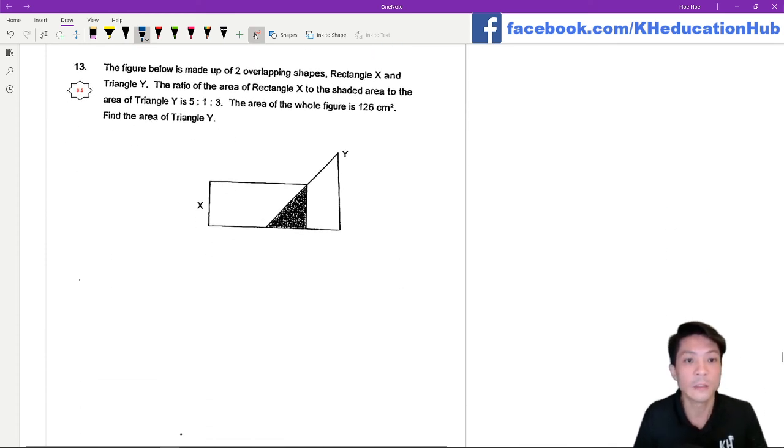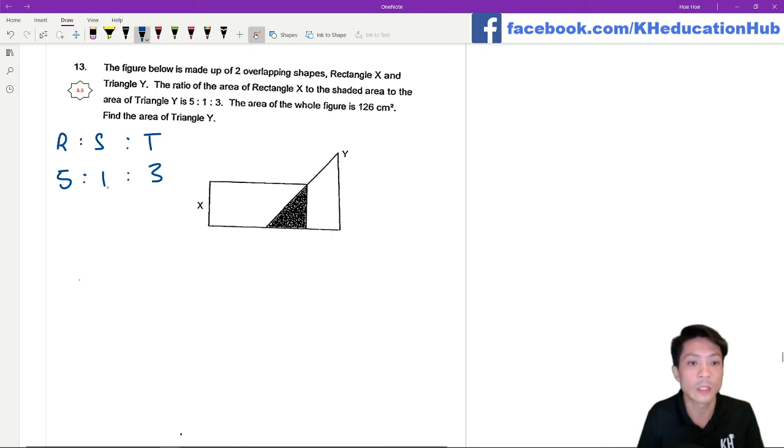Go into question 13. The figure below is made up of 2 overlapping shapes, rectangle X and triangle Y. The ratio of the area of rectangle X to the shaded area to the area of triangle Y is 5:1:3. Area of the whole figure is 126 square cm. They want you to find the area of triangle Y, which is over here. So let's write down the information that's given to us. First, the ratio of the area of rectangle X to the shaded area to the triangle is 5:1:3.